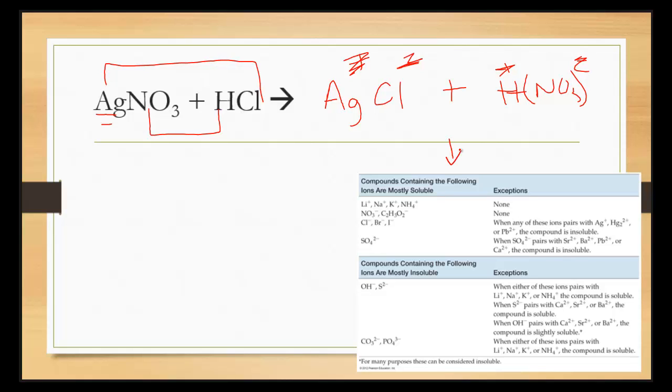AgCl. Here's Cl. It forms an aqueous solution unless it's with silver, mercury, or lead. Well, it's with silver here, so that's going to be our solid. HNO3. Here's NO3. It's soluble with no exceptions, so it's going to be AQ. The last step is to make sure that it's balanced. 1 silver, 1 silver, 1 nitrate, 1 nitrate, 1 hydrogen, 1 hydrogen, 1 chlorine, 1 chlorine. It's balanced, and that is your reaction.